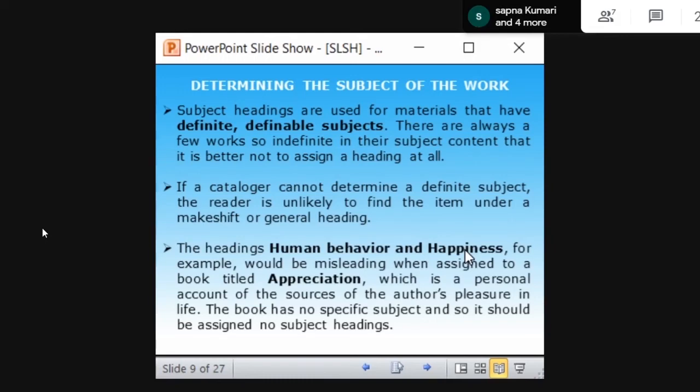Subject headings should be assigned only to what is definable, which is defined. Human behavior would come under psychology. So this is not psychology, right? The author is sharing his own appreciation and own experience. It is a personal experience. You cannot generalize it to the whole human being, right? So it will be misleading.